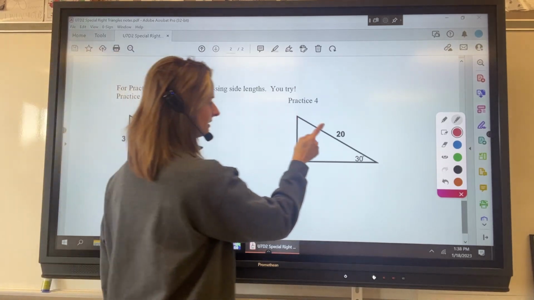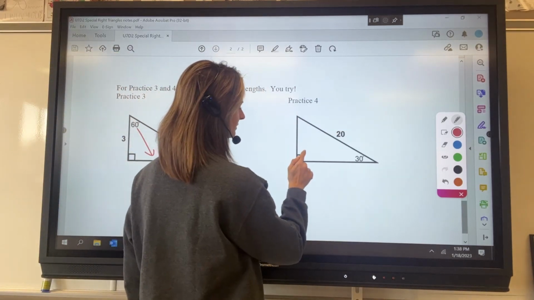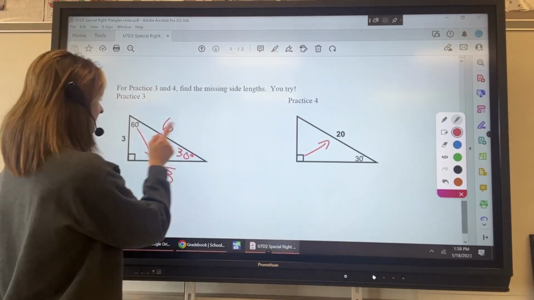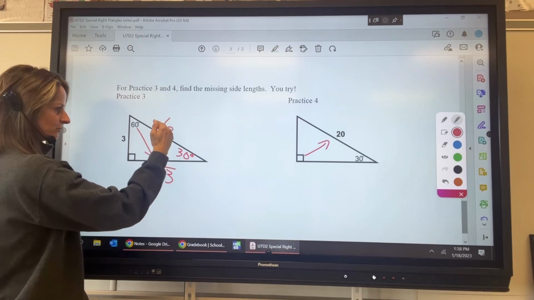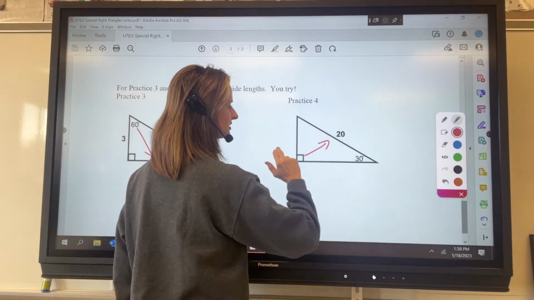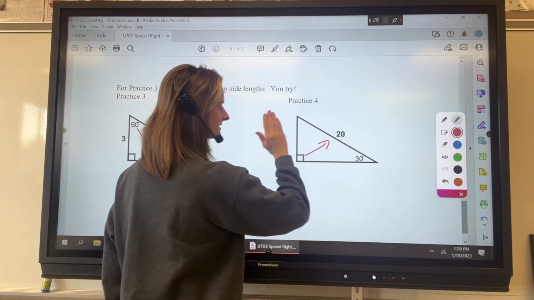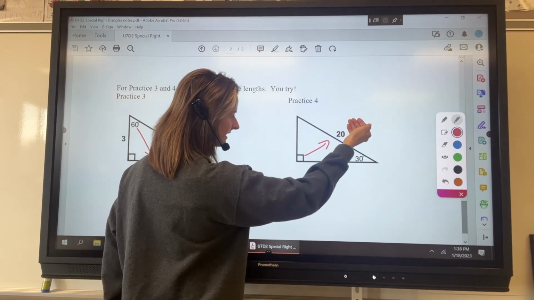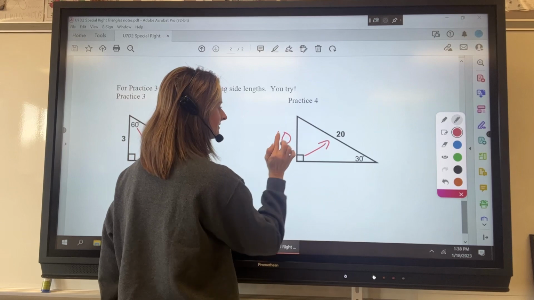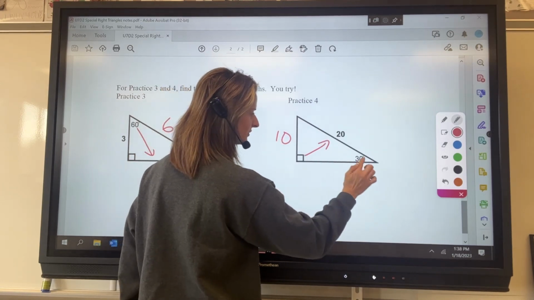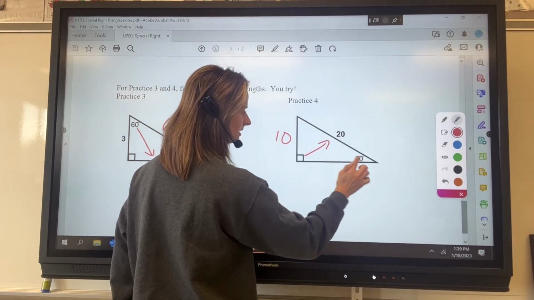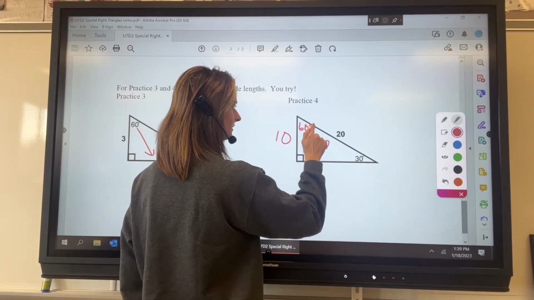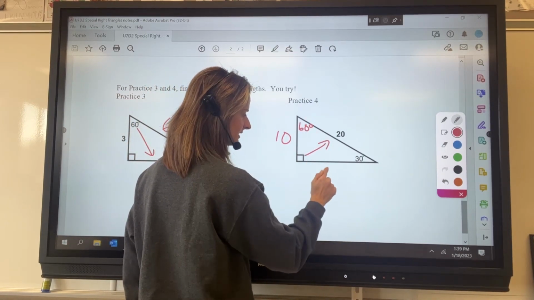Here I've been given the hypotenuse. The hypotenuse is across from the right angle. Over here, to get the hypotenuse, I took the short side and multiplied it by 2. So the opposite operation, to go from the hypotenuse to the short side, is going to be dividing by 2. So 20 divided by 2 gives us 10. This is the short side because it's across from the 30 degrees, the smallest angle. And then this is the long side because the long side is across from the 60 degree angle.